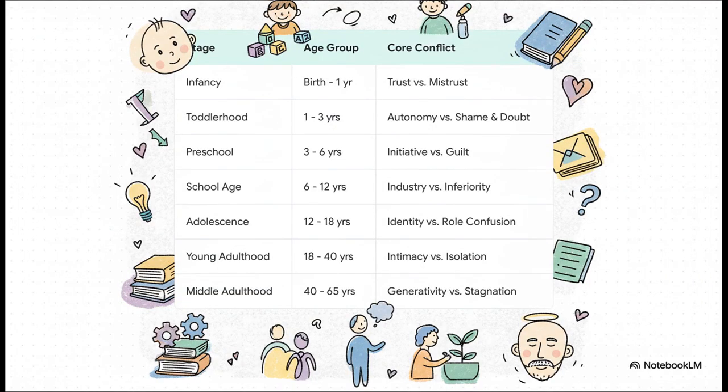Okay, this table right here, this is your ultimate study guide for Erikson. It lays out all 8 stages, the typical age groups, and the main conflict for each one. From figuring out who we are as teenagers to looking back on our lives with satisfaction, it's all right here. I would definitely pause and really take this one in for your exam.